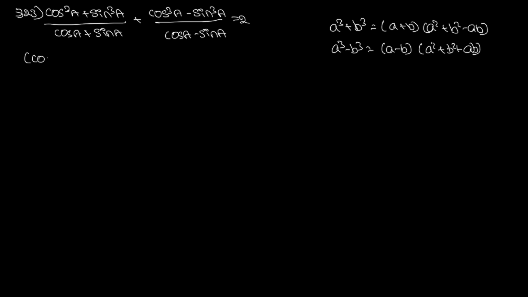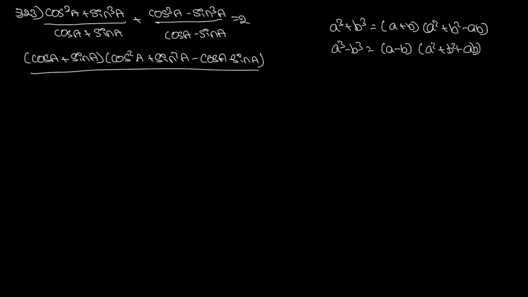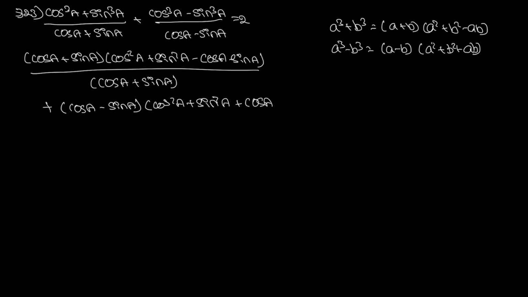This cos cube plus sin cube can be written as (cos a plus sin a)(cos square a plus sin square a minus cos a into sin a). And the denominator remains same, which is cos a plus sin a. And our next term, which is a cube minus b cube, can be written as (cos a minus sin a)(cos square a plus sin square a plus cos a into sin a). And the denominator remains same, which is cos a minus sin a.